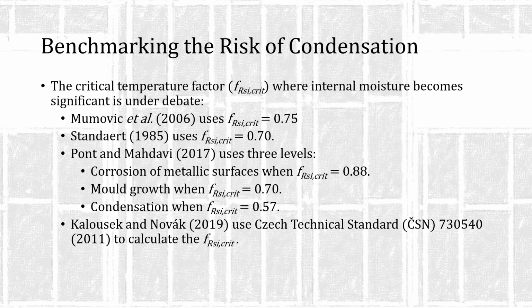Rather than using a constant critical value, Kalusak and Novak use an equation from the Czech technical standard based on the internal and external air temperature, internal relative humidity, and critical relative humidity. The Czech standard and ISO standard 13788 use 80% for the critical relative humidity to identify possible mold growth, rather than using 100% relative humidity, which would identify the point at which surface condensation would form.